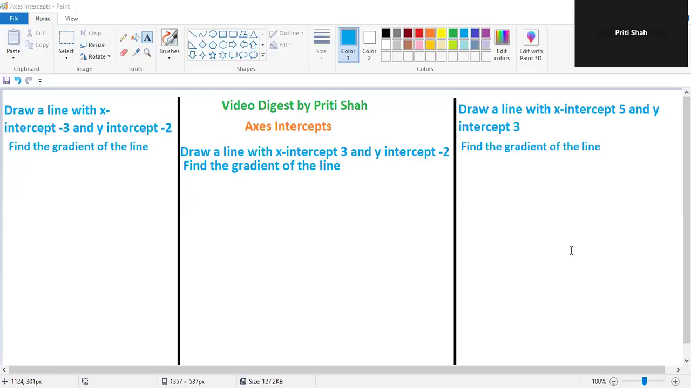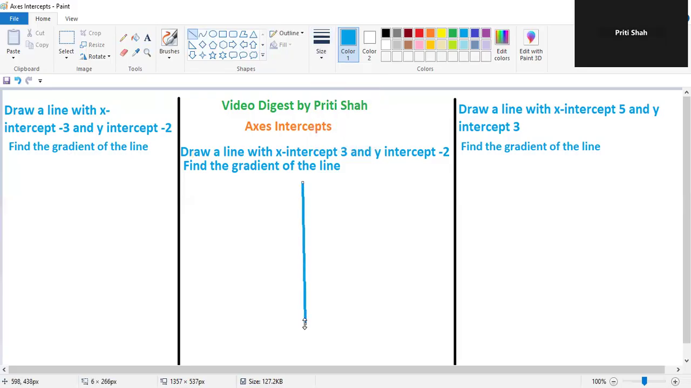Today we are going to talk about axis intercepts. We are going to draw a line with the given intercepts, and then we are going to find the gradient of the line. So let's get started with the first example. Draw a line with x-intercept 3 and y-intercept -2. Find the gradient of the line. First of all, we will remember the basics that we had gone through. Let's go through that again.